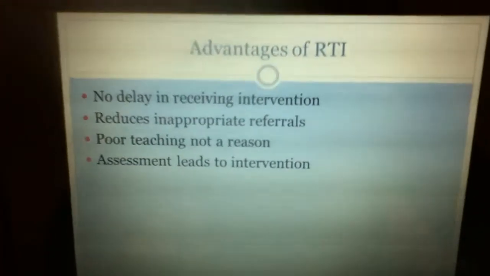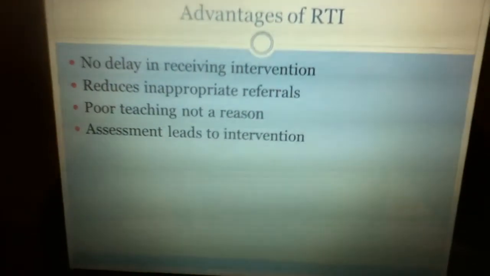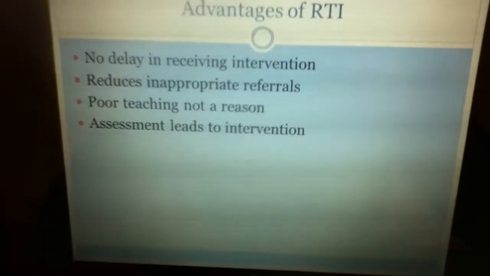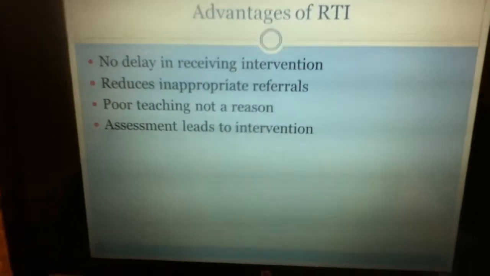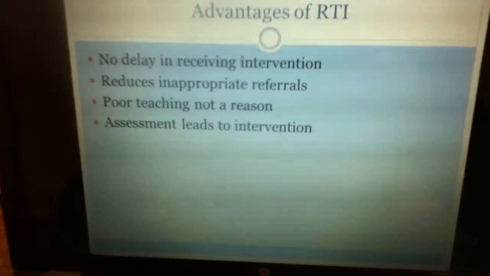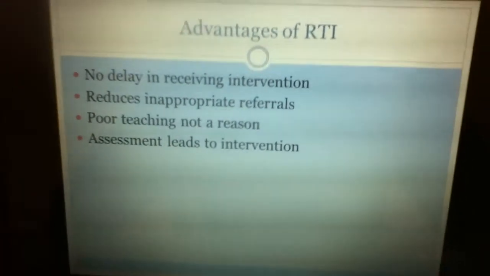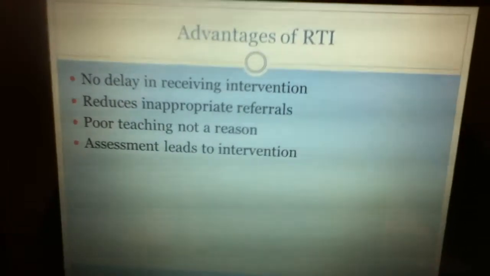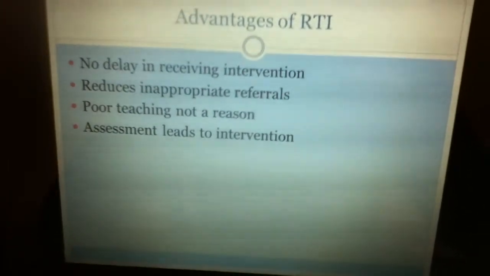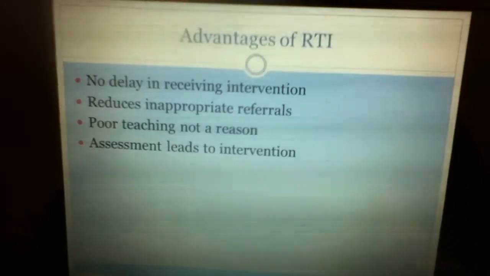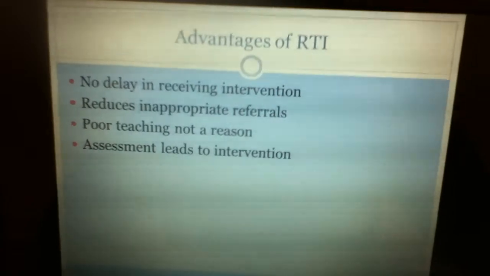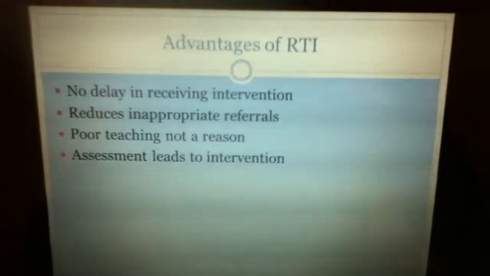Now, advantages of RTI. There are no delays in receiving intervention. So if the child does show signs of a learning disability, then they are able to have an intervention immediately and start the child with the resources and things that they might need to live a successful life. Reduce inappropriate referrals, which means that there will be a decrease in students or children being identified or being diagnosed wrong. And then poor teaching, which should never be an excuse. And the assessment, which leads to intervention.